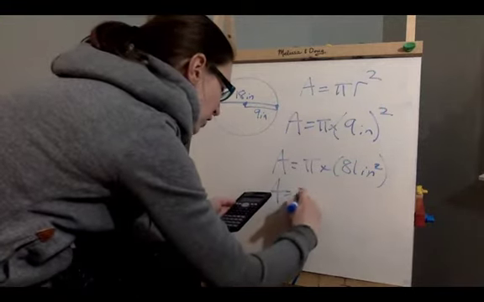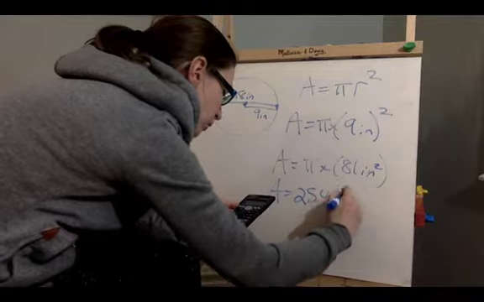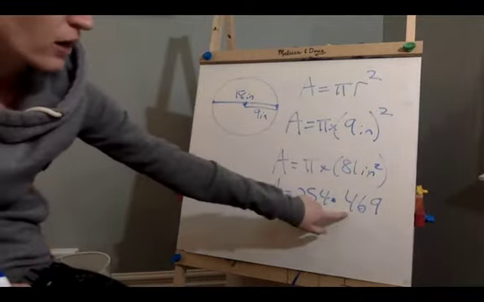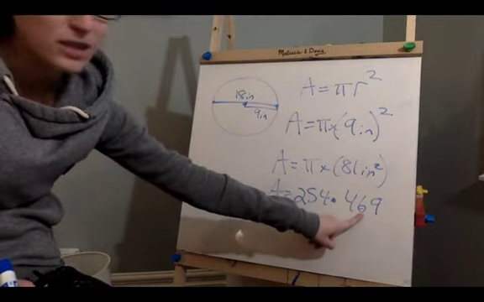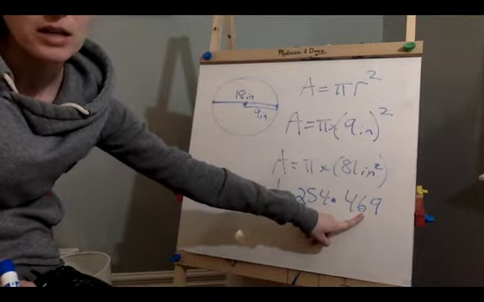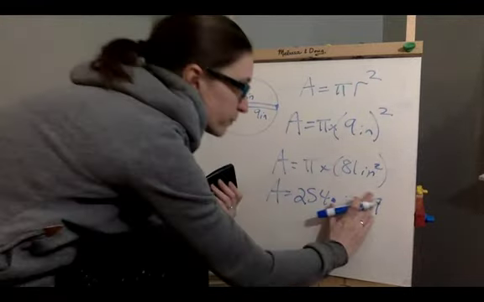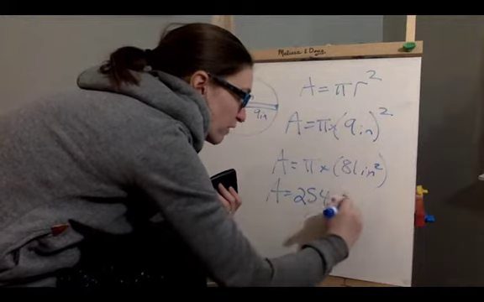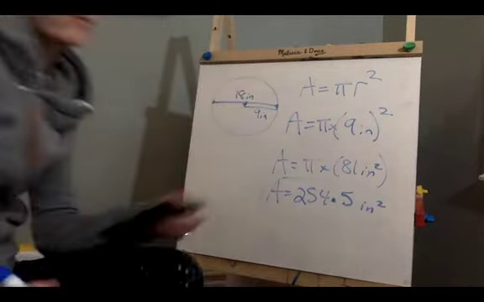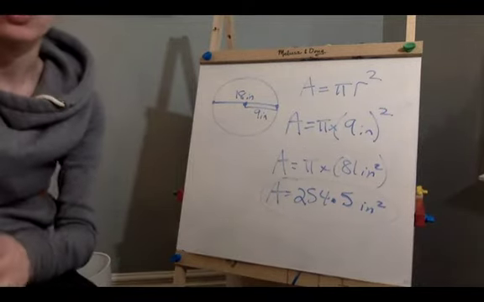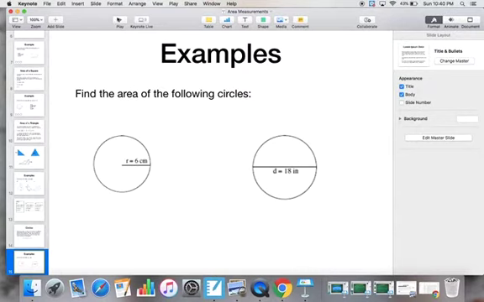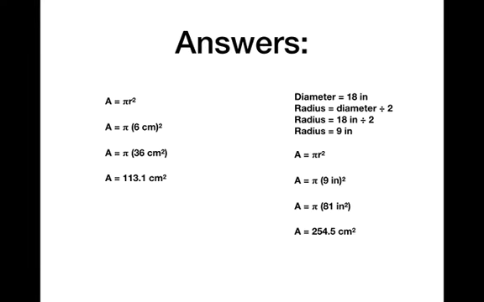So if I just write that out, it's 254.469. If I want the nearest tenth, so just 1 decimal, I have to look at the second number, the one directly behind it, and say, okay, what is that? That's a 6, which means that'll bump up to a 5. So 254.5 inches squared. Okay, and there's my second circle. And again, you do see those answers there.